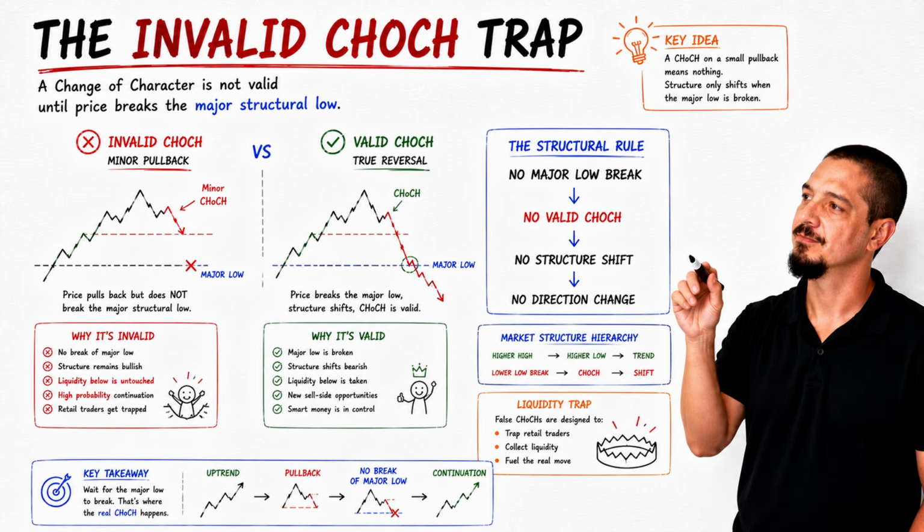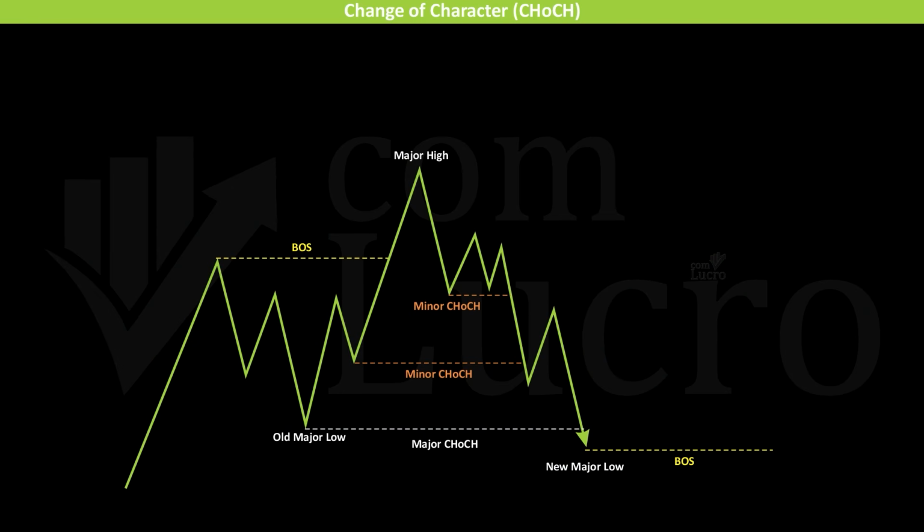upward direction. To capture a valid market structure shift signal, traders should patiently wait for the price to establish a major change of character by breaking and closing below the last major low that initiated the upward movement leading to the bullish break of structure.